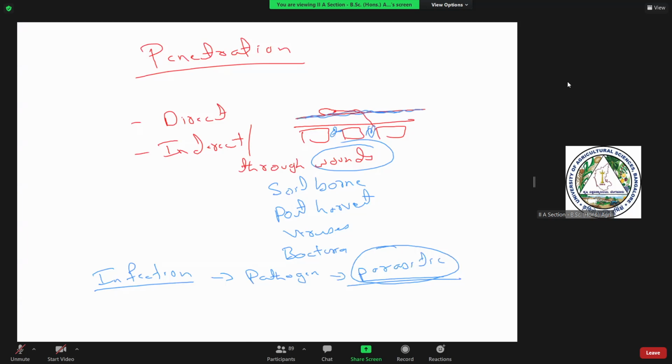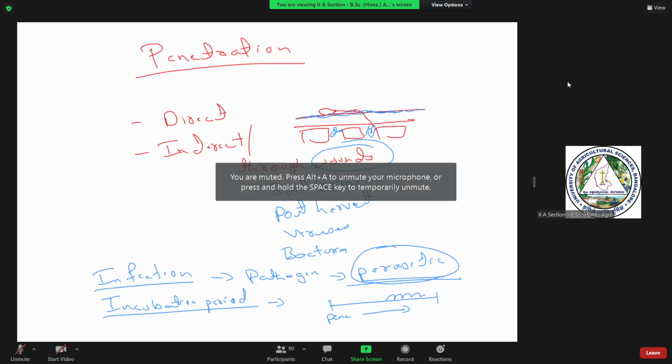And we do have an incubation period, or it is also called an infection period. I think with the coronavirus, you also know there is an incubation period, 7 days, 14 days. What exactly is it? It is the interval of time between the penetration of the host by the pathogen and the appearance of the symptoms that you see after a period of time. So normally we say that whenever a person is infected by a coronavirus, it takes around 3 to 4 days. That is an incubation period.